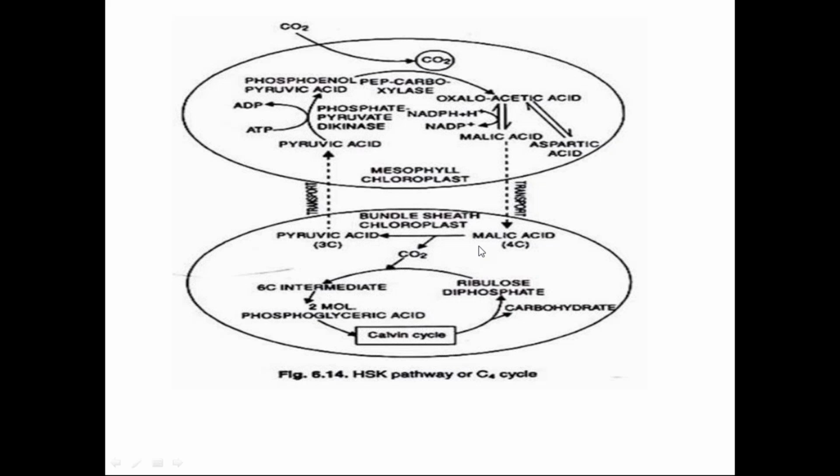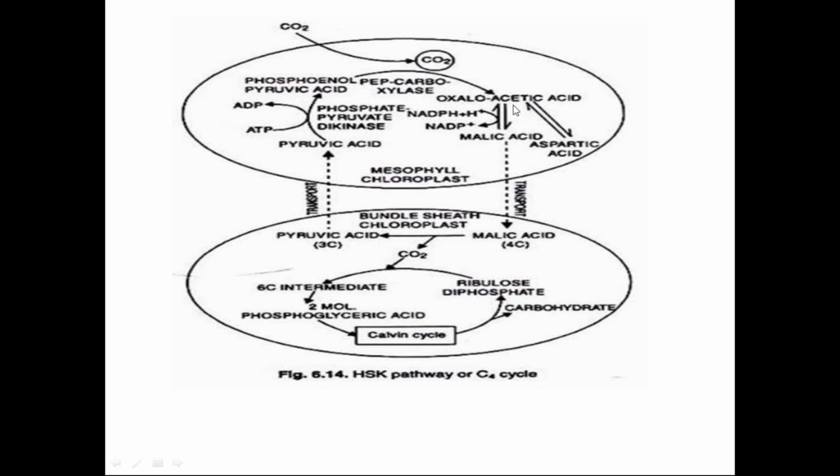Students, I think you are getting my points. What is the process? In the C3 cycle, CO2 combines with RuBP. But in the C4 pathway, CO2 combines with phosphoenol pyruvate, PEP, in the presence of the enzyme PEP carboxylase. It forms OAA, that is oxaloacetic acid, which is a 4-carbon compound. So it is called the C4 pathway. Why is it called the C4 pathway? Because the first product is a 4-carbon molecule. OAA, oxaloacetic acid, is formed.